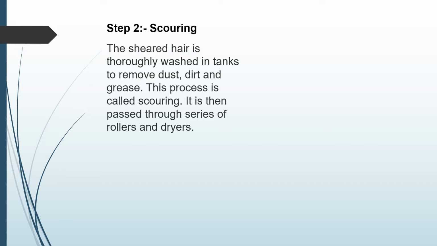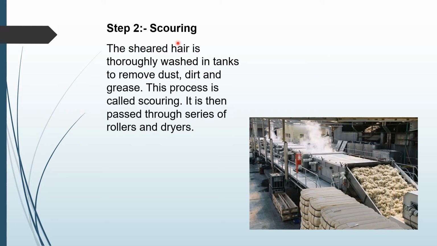Step 2 is scouring. It is pronounced as scouring. And what is scouring? The sheared hair. Sheared means shaved hair; shearing is a shaving process, the removal of hair. That sheared hair is thoroughly washed in tanks to remove dust, dirt and grease. This process is called scouring.